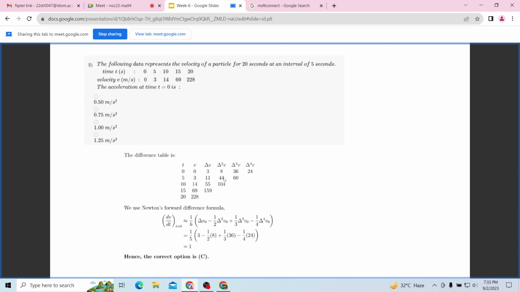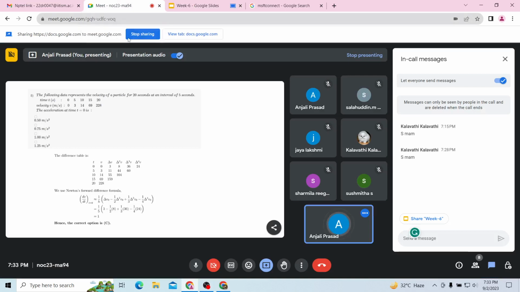Then del square v naught will be 8. Del cube v naught will be 36. And del 4 v naught will be 24. Substitute all the values and solve. See, you will get 1. So the acceleration at time t equals 0 is 1 meter per second square. Is it clear? Check your calculations. Are you getting the acceleration at time equals 0 as 1 meter per second square?